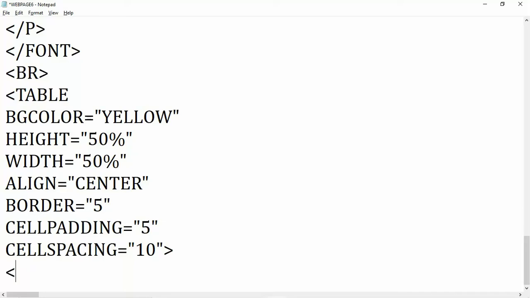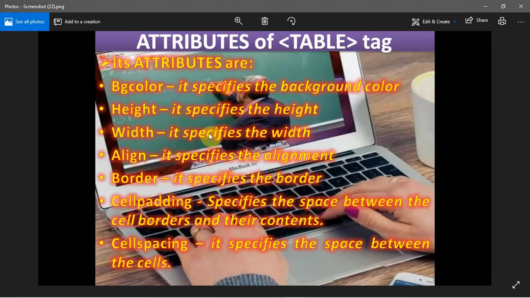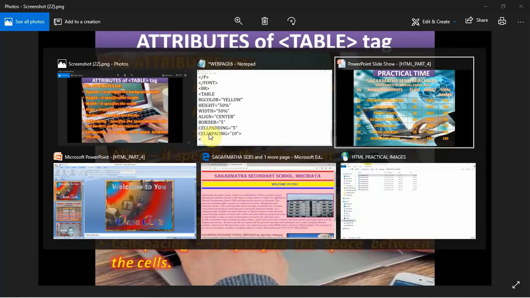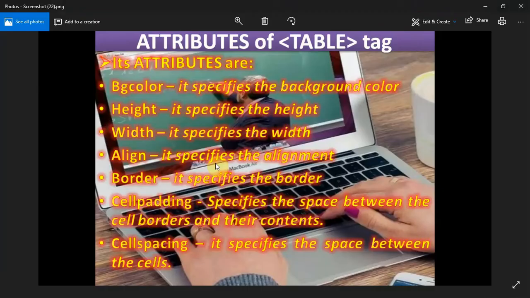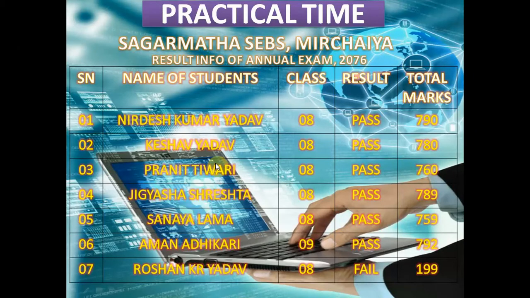After that, first of all you have to see which table you are going to create. This table we are going to create. Here you have to see how many columns and how many rows there are. You can see these are the columns. These are the table headings: serial number, name of student, class, result, total marks. How many rows are there? This is an entire row, another entire row. So 1 2 3 4 5 6 7 8. There are 8 rows. It means we have to use the TR tag, table row tag, 8 times.